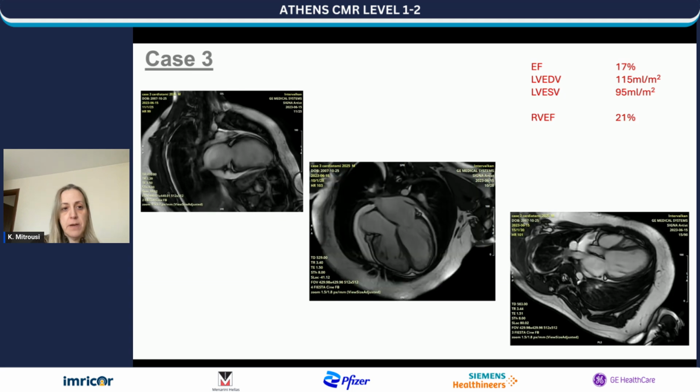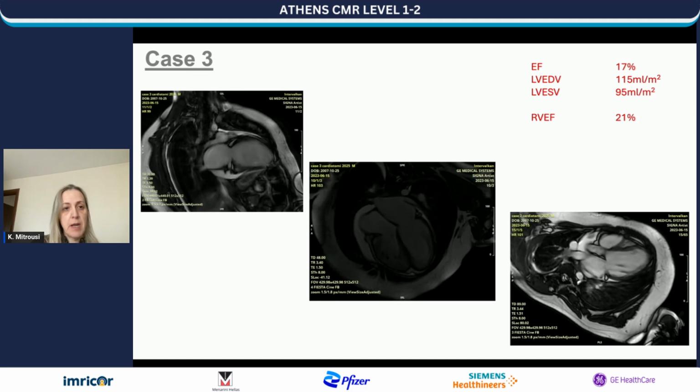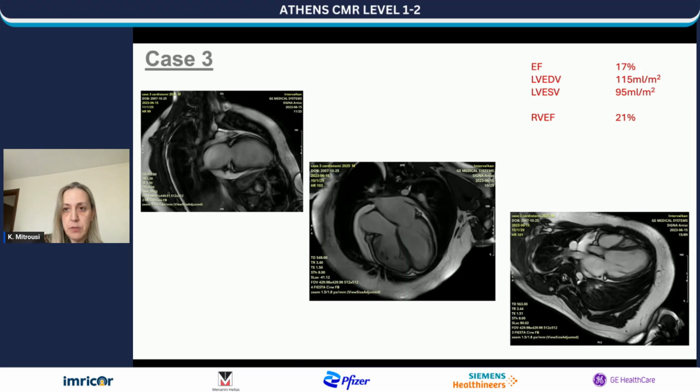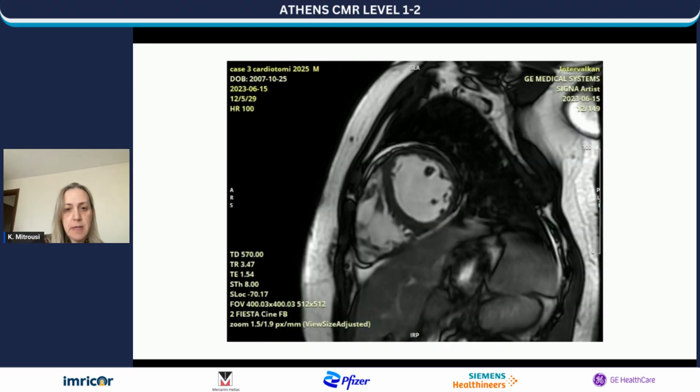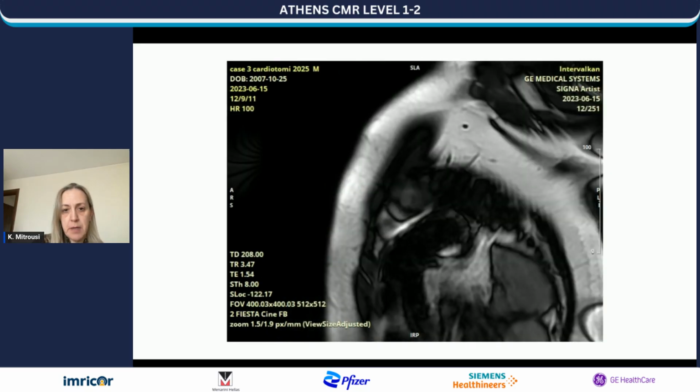So he was referred to us for a cardiac MRI. He could not keep his breath very well, and he had quite a lot of ventricular ectopics. Ejection fraction was calculated at 17%, mildly dilated LV, and RV was compromised as well. And here the cine stack shows a circumferential pericardial effusion.